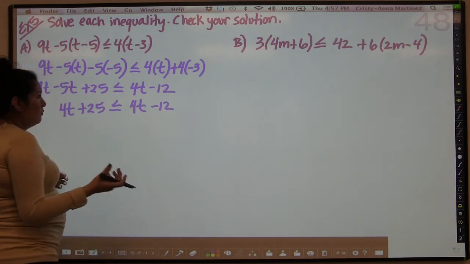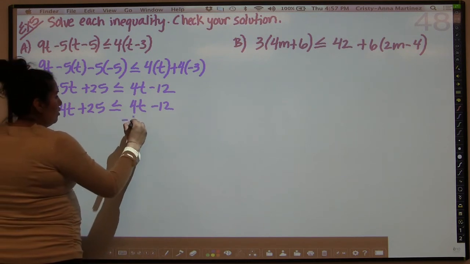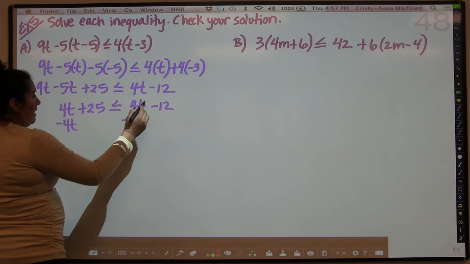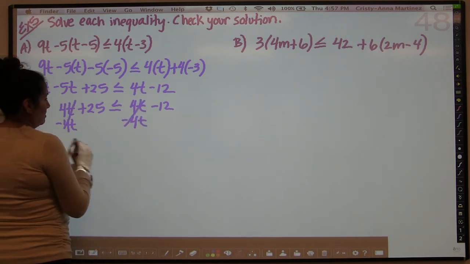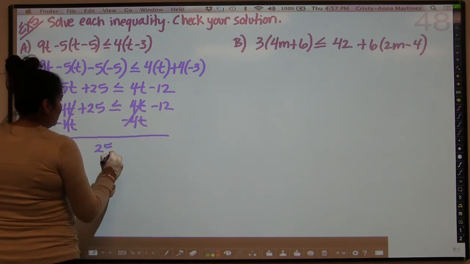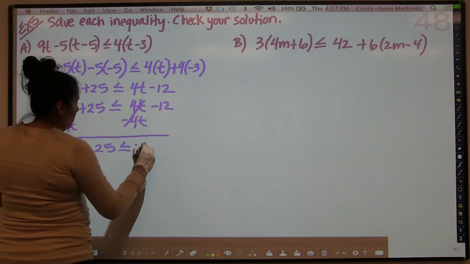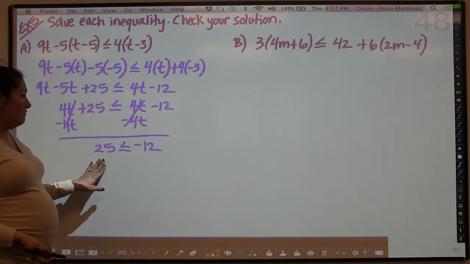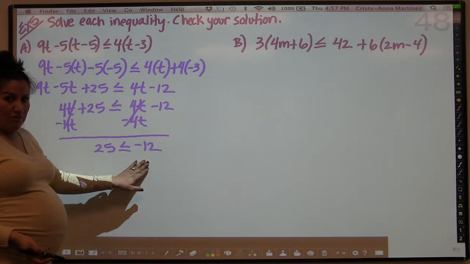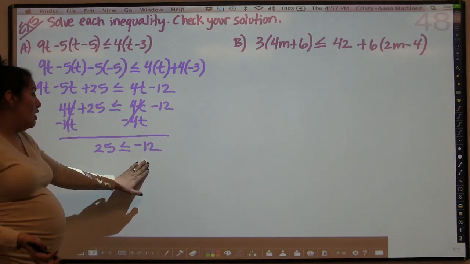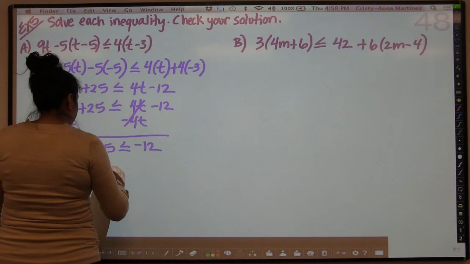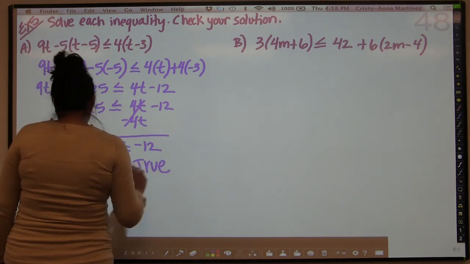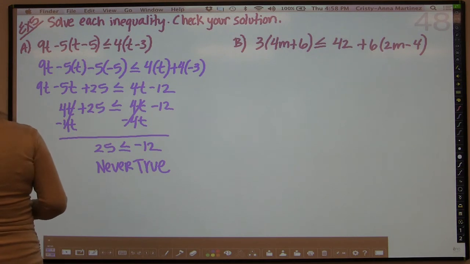And then in an effort to put the t on the same side, you're going to go minus 4t, but because you have the same value on both sides, it's going to cancel on both sides, and you're going to get a statement that says 25 is less than or equal to negative 12. And I will tell you right now that a positive number is never going to be smaller than a negative number. A positive number is always going to be bigger than a negative number. So this is never true. And because it's never true, it has no solution.